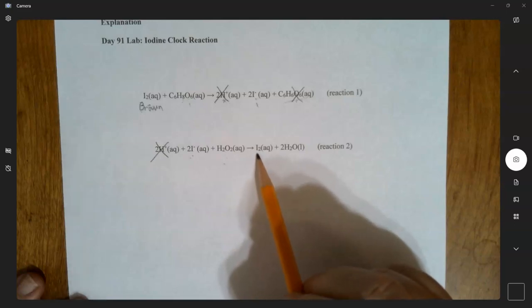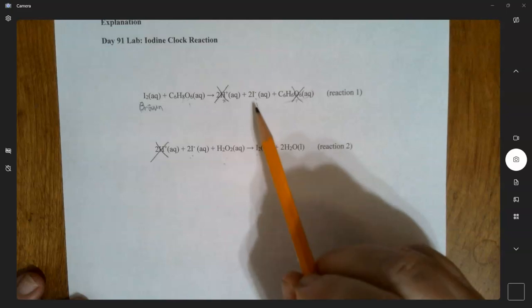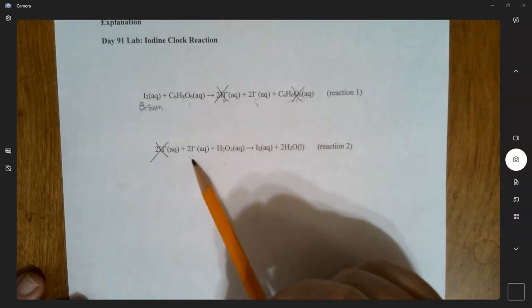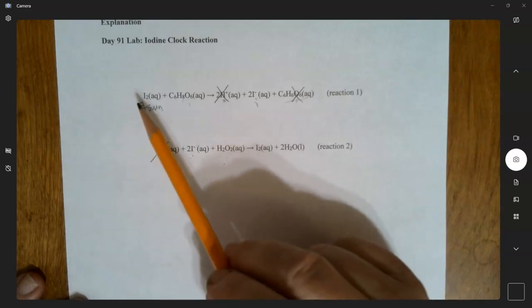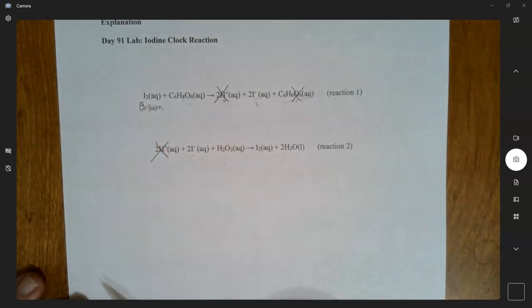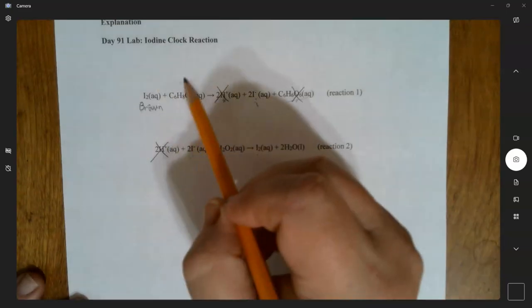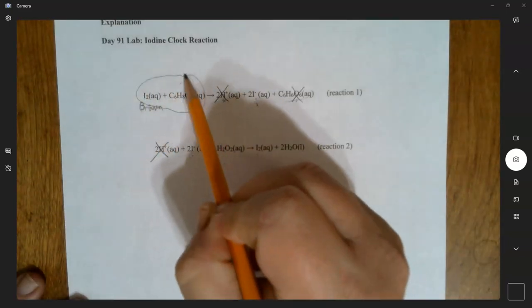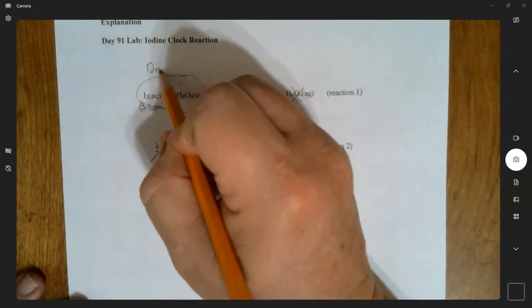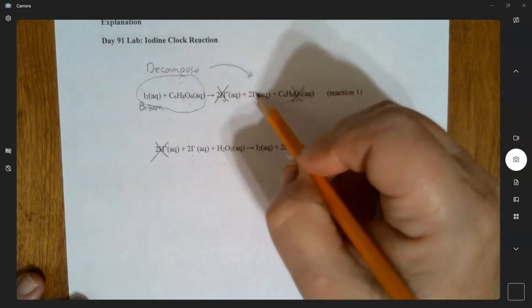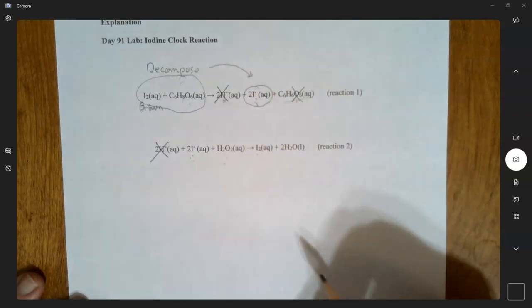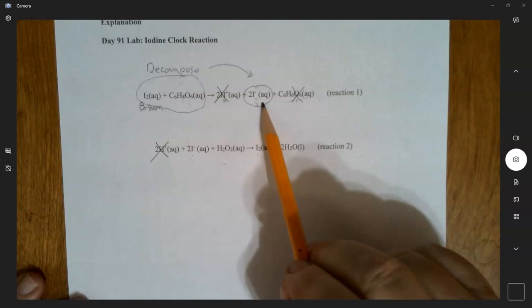So as long as the iodine is in ion form, it does not have any color. When it's in I2 form, the molecule form, it has the brown color. So the way to remember this is circle this and write decompose of the I2, and you come over here and draw a circle around this. And that's what you get as the intermediate product of reaction 1.